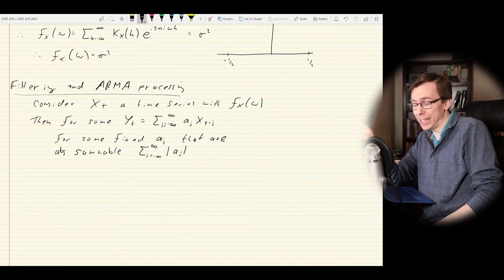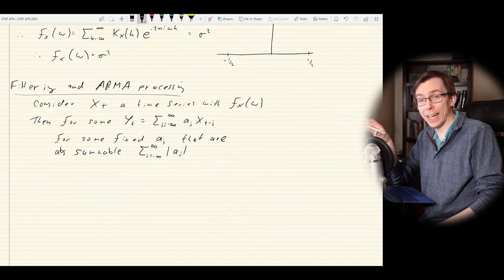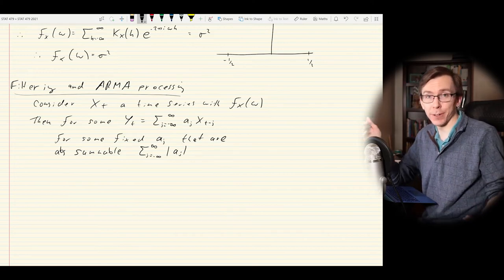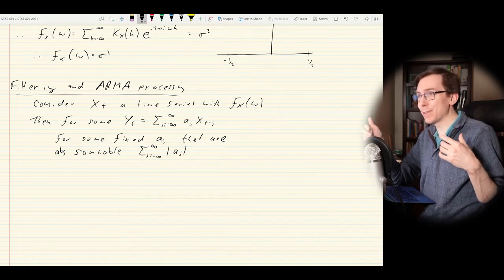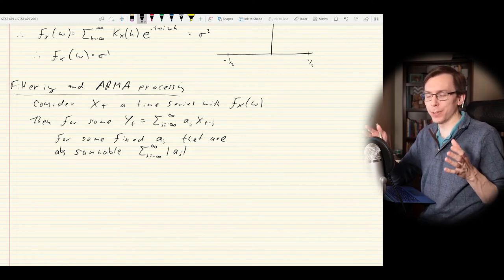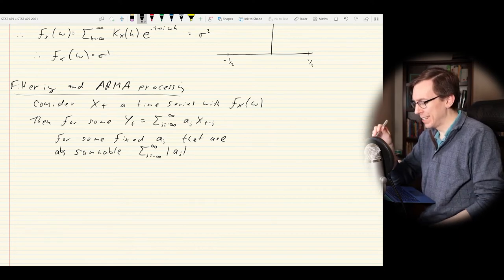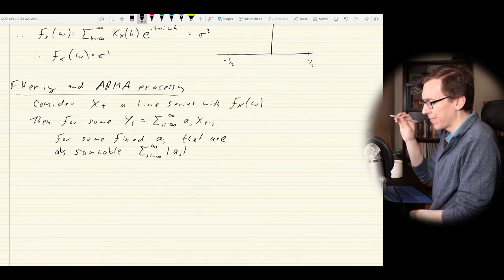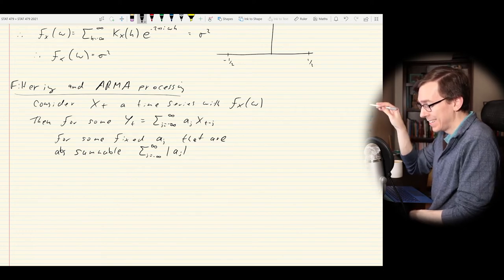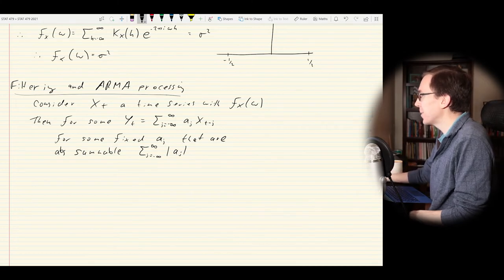But XT could be another time series process that we're just applying some type of linear transformation to get YT, like a moving average smoother, right? And if we want to understand what the spectral density would look like for a moving average smoothed version of XT, well, we can do that. We can apply some properties to turn the spectral density for X into the spectral density for Y. So how do we do that?